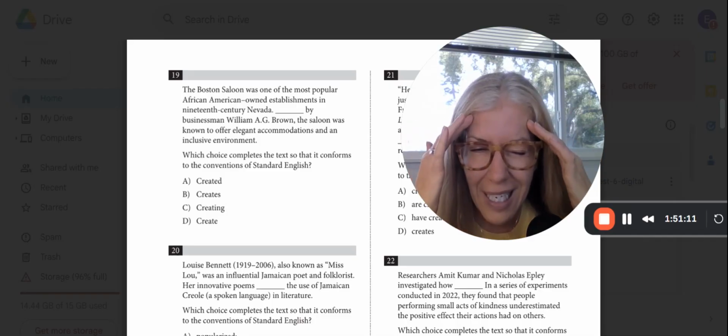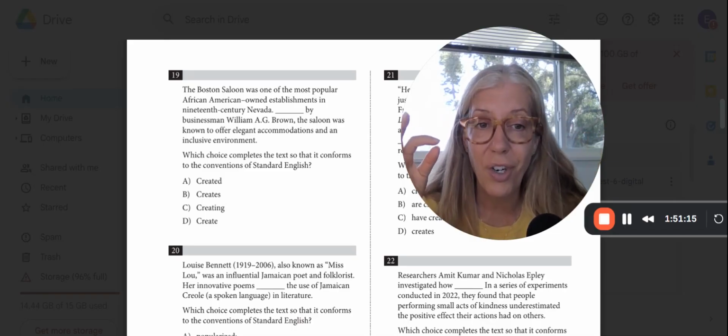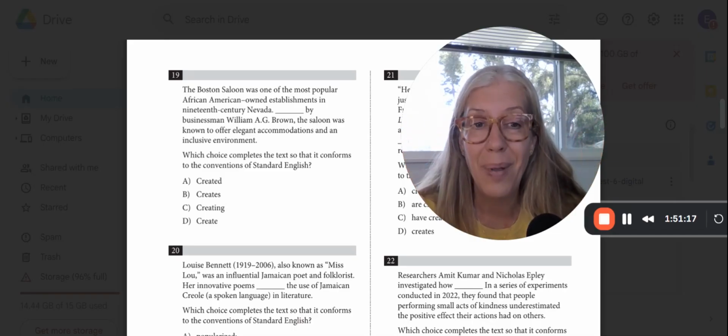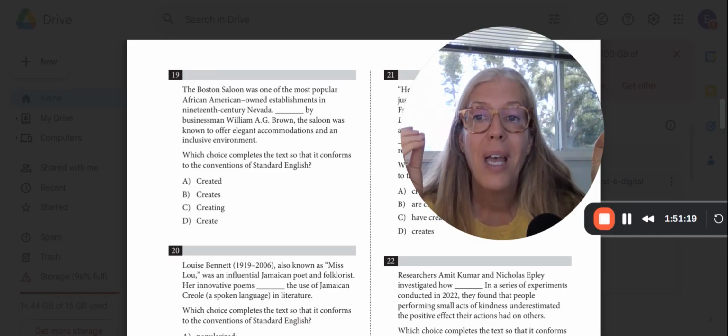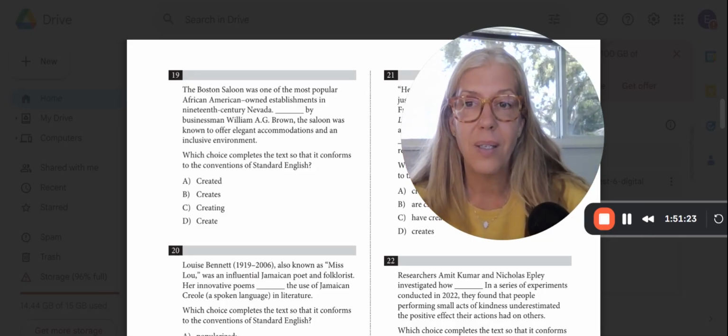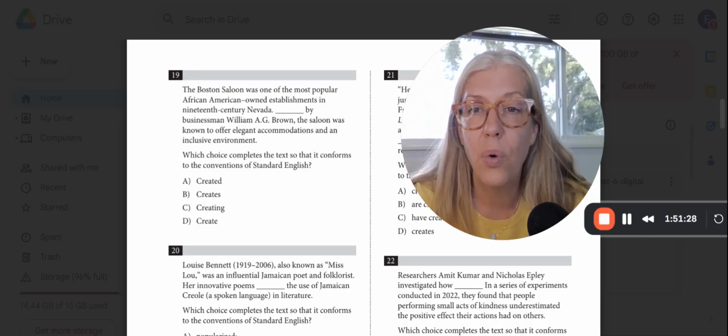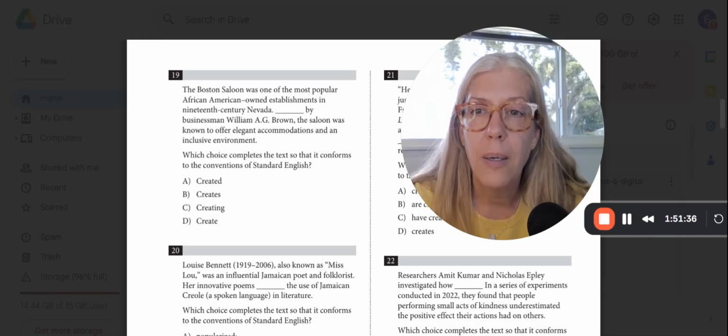There are a couple things in here that they do to try to trick you, because this is seemingly easy, right? So the seemingly easy ones, beware. Let's look at this one because I want to read it. The Boston Saloon was one of the most popular African-American owned establishments in 19th century Nevada. So it's 19th century Nevada. That gives us a clue.